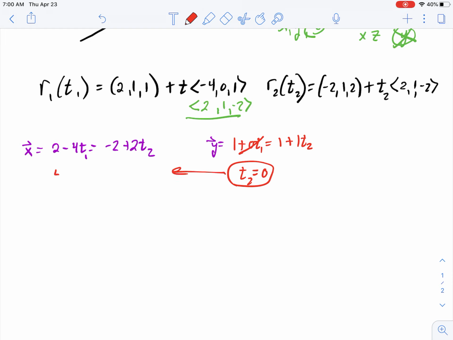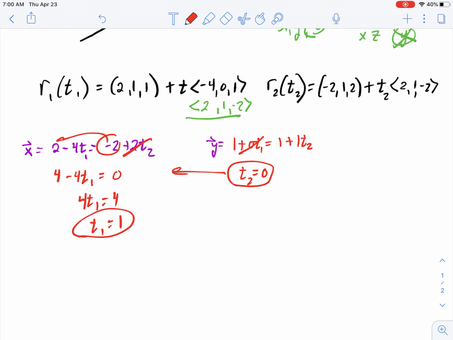So coming over here, looks like we have 4 minus 4t1. I moved that over, by the way. And since this is 0 here, that would be 0. I guess I moved in the wrong direction there. So we have 4t1 equals 4. t1 is 1. So that's our time.